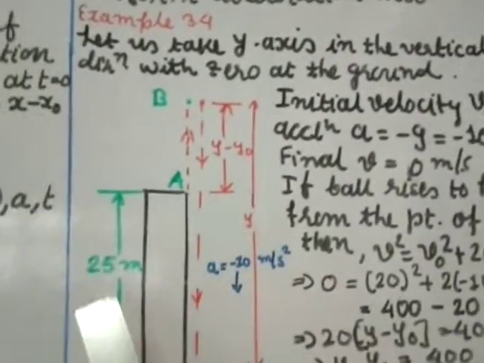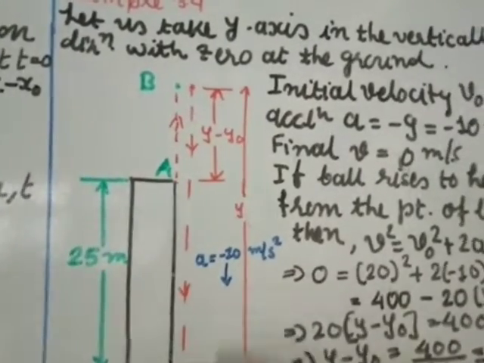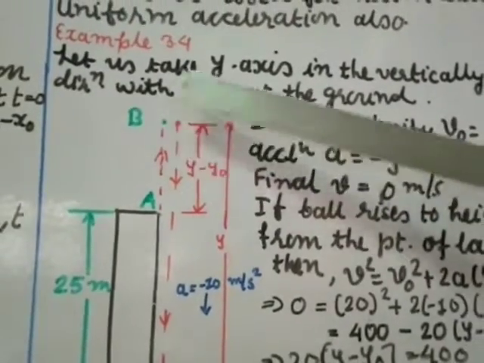Okay, so this is my scenario. This is a multi-story building. The height is 25 meters. This is the ground. This is the origin you can consider. From here you are throwing the ball. It is rising up to B. Here the velocity becomes 0 and it comes down.